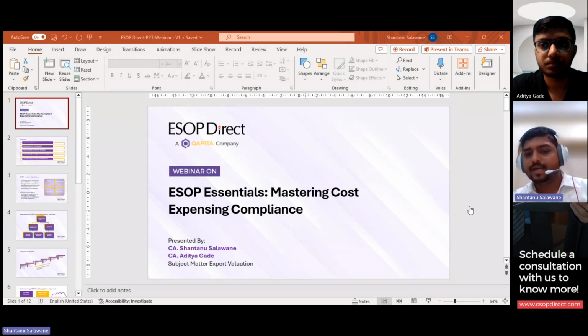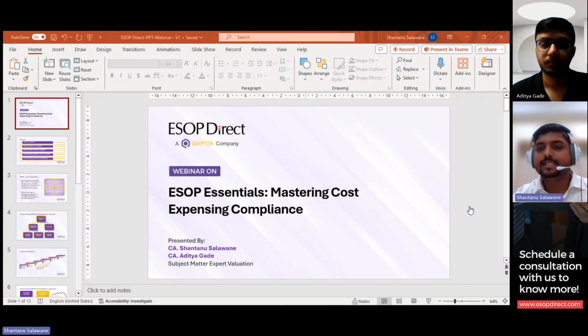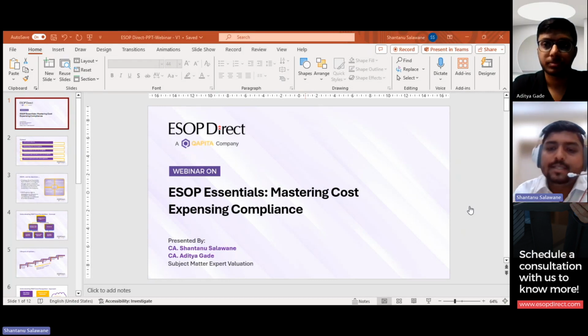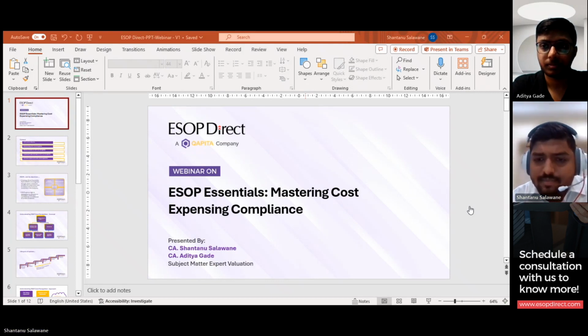So today we are discussing the crucial part of cost management of the ESOP, which is crucial considering the coming year and the huge cost involved.